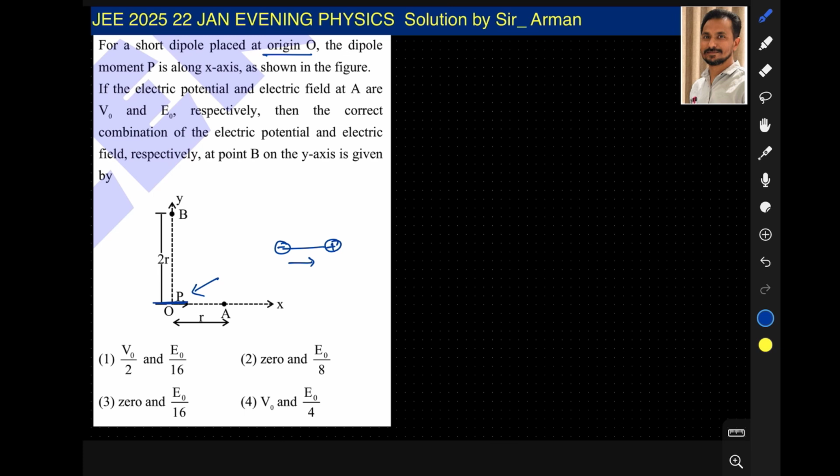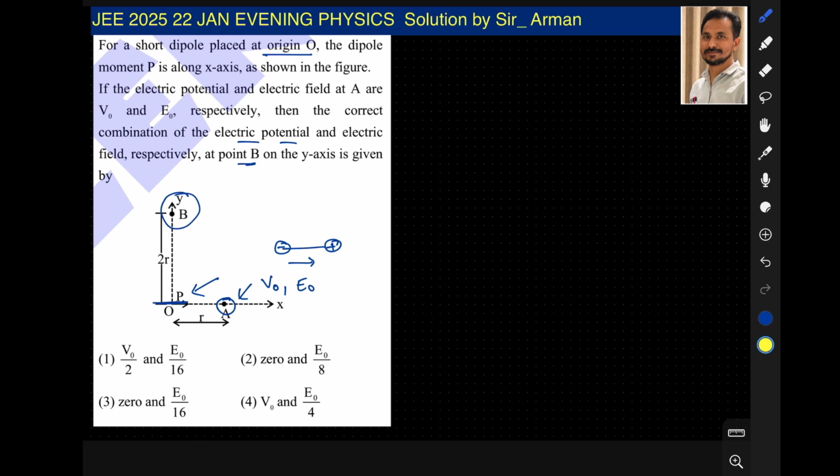Now what is given here? If the electric potential and electric field at point A are V0 and E0. So where is point A? So point A is lying on the x-axis. Okay, point A is lying on the x-axis. So at this point, at distance r, it is given that the electric potential is V0 and electric field is E0. Now what is asked here? Then correct combination of the electric potential and electric field respectively at point B on y-axis. We have to find the electric field and electric potential at point B.